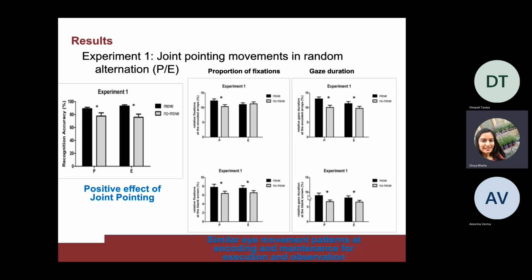Sure. I don't have a definitive answer for this. There could be higher fixations, there could be longer, but I don't know. These two could be correlated, but in this specific study, at least, we did not have any correlations. So we had independent analysis on the gaze duration and independent analysis on the proportion of fixations, and we find that the number of fixations was higher for the move, and durations were higher for the move, as compared to the no move.